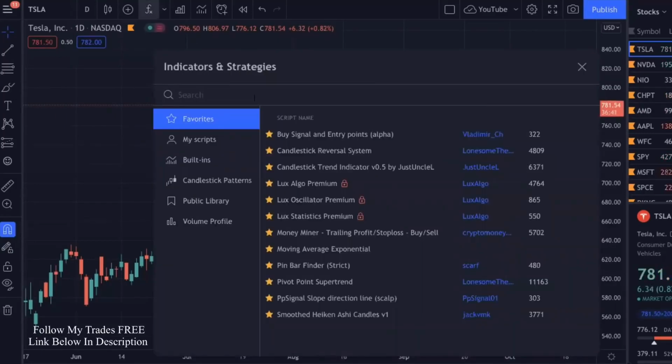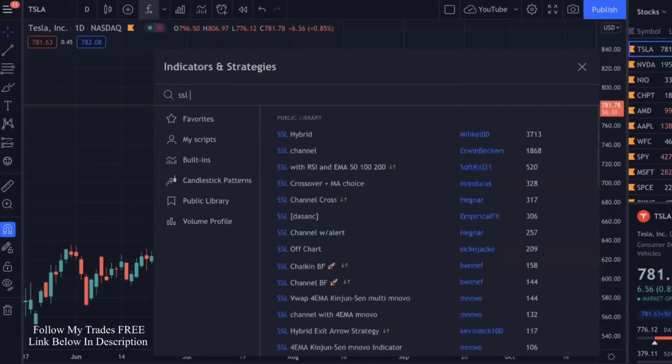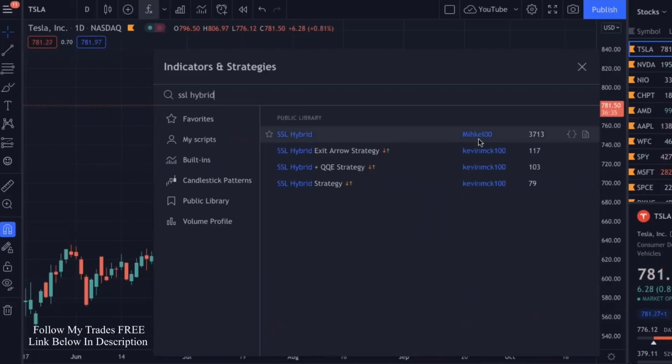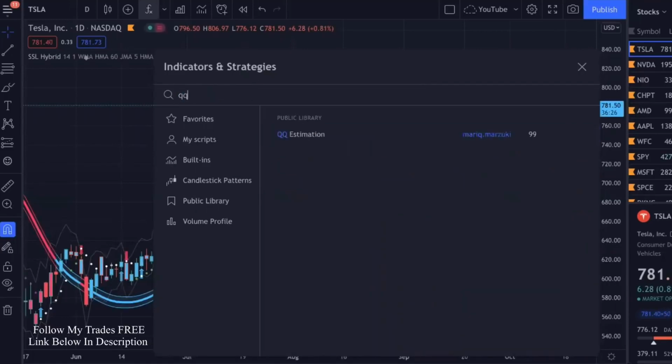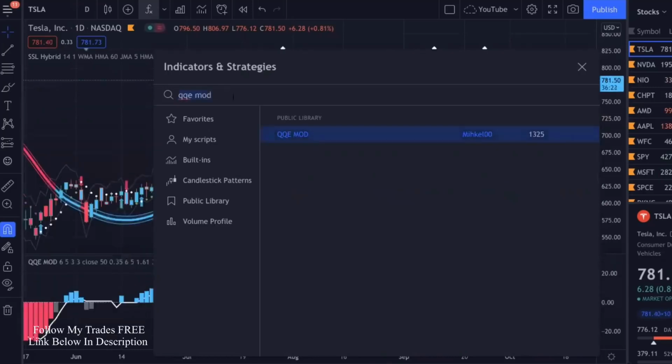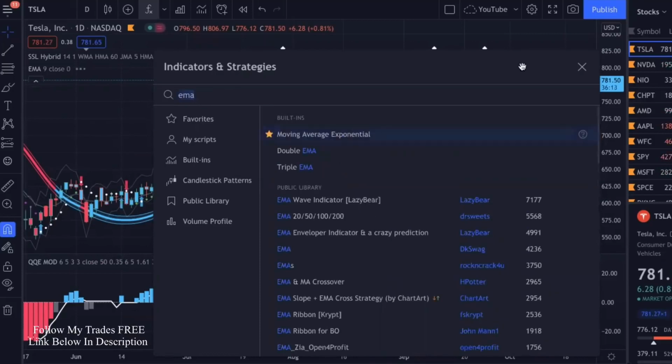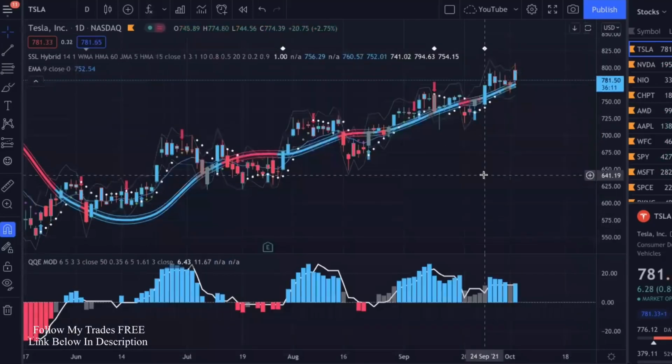The first indicator we're going to add is called the SSL Hybrid, this one right here, made by Michael 00. We're going to add that. The next thing we're going to add is called the QQE Mod. I'm going to go ahead and add that. And then lastly, we're going to add my favorite, the moving average, the exponential moving average. And this is what it's going to look like.